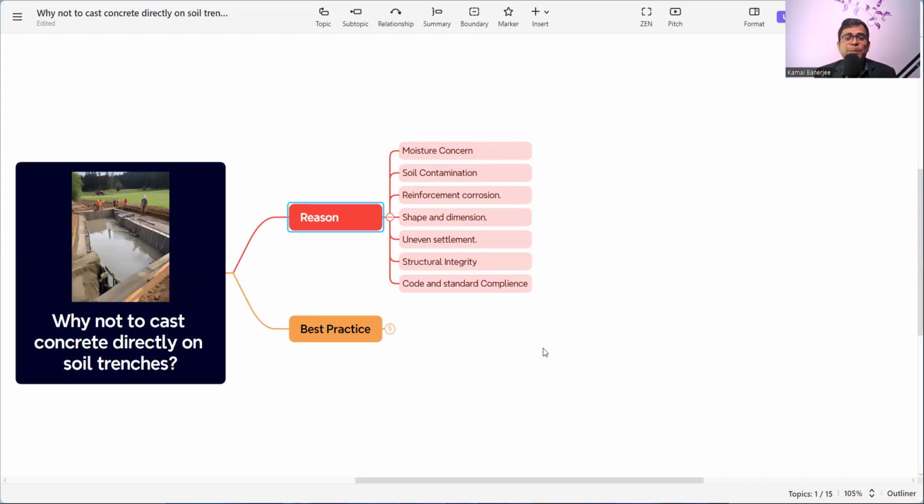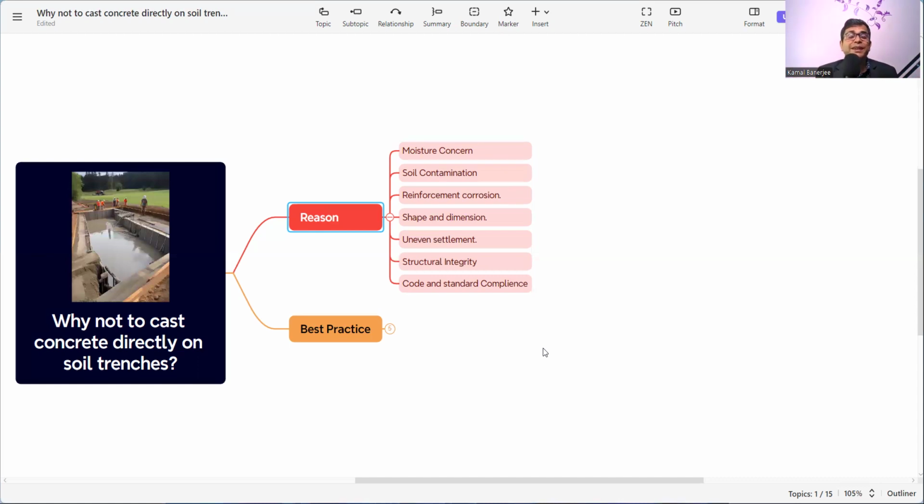Then another thing is shape and dimension. If we place directly in the soil, we cannot achieve the required shape and dimension. And if the required shape, dimension, and depth are not achieved, that means we are not aligned with the design criteria. And if we are not aligned with the design criteria, that means we are not ensuring structural integrity. Maybe the depth becomes less or the linear dimension is less. What happens then is that the bending stress, bending criteria, and resistance, everything will be a problem.